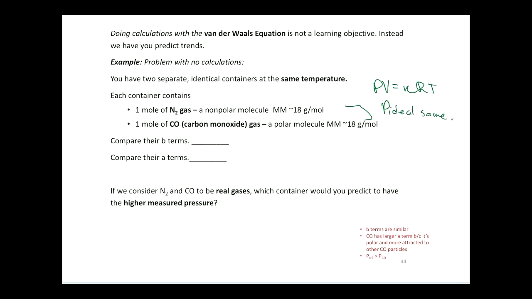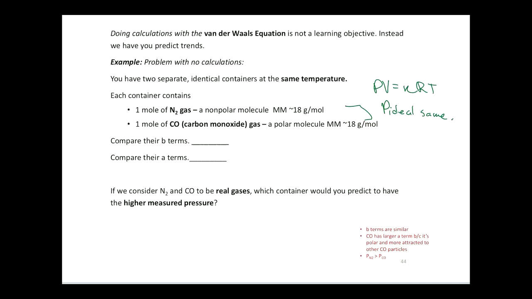When it's ideal. But what are we talking about right now? Are we talking about ideal gases? No, we're talking about real gases. So if you just did plug and chug PV = nRT, you'll get that. So let's now consider them to be real gases. So here are the gases, nitrogen, carbon monoxide. Let's compare the B terms.